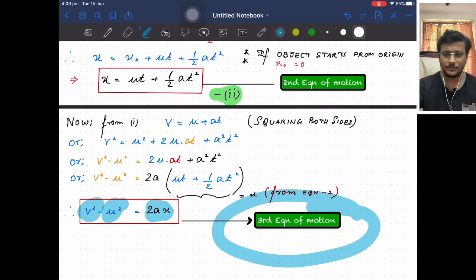Hopefully every one of you has understood how we arrived at these three conclusions, that is the three equations of motion, by using calculus.